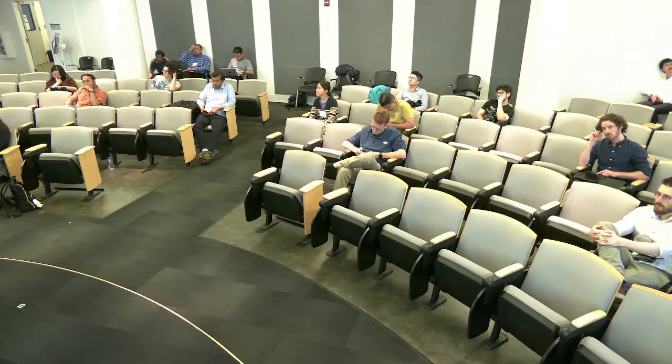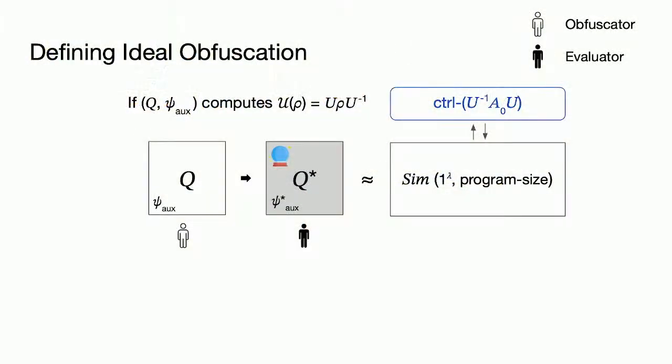Okay. So this observation leads us to the following definition of ideal obfuscation for unitary functionalities. In our definition, we will require that the obfuscated program can be simulated by a simulator that does not have the program, but is given oracle access to controlled-U inverse A0 U rather than just U, for an A0 of its choice. You can think of this A0 as the swap operator, like the fixed A0 in the previous slide.